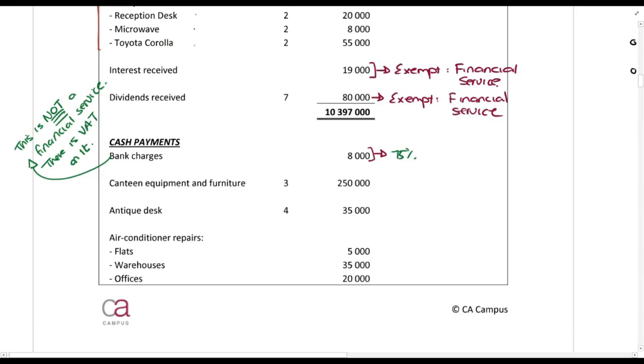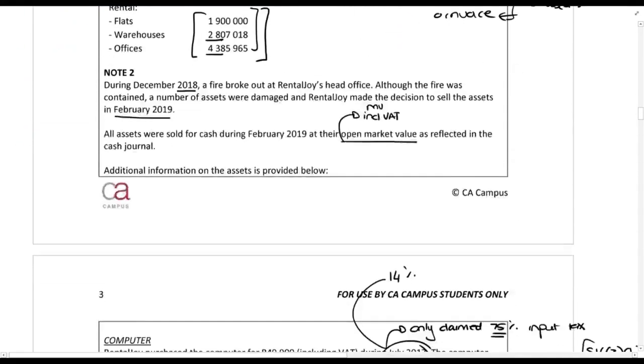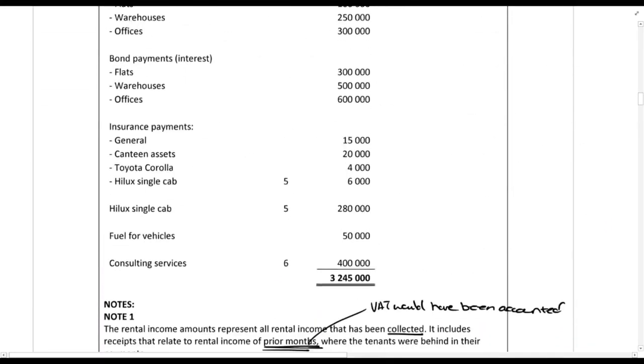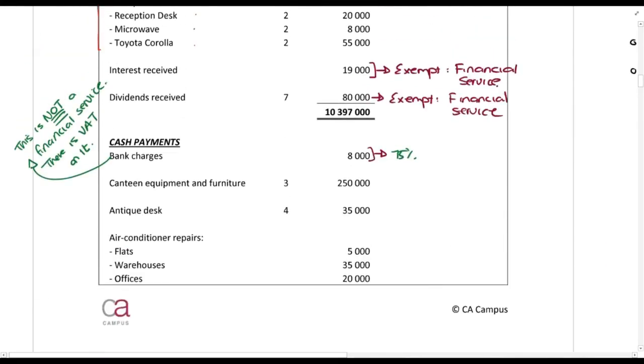Then we've got canteen equipment and furniture, note number 3. Already that seems like entertainment. They say during February, Rental Joy purchased new equipment and furniture for its staff canteen. Very nice for everybody involved, I'm sure. But for us, this will be input tax denied.